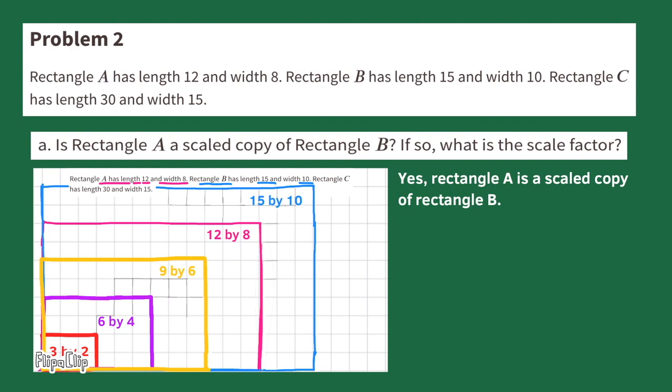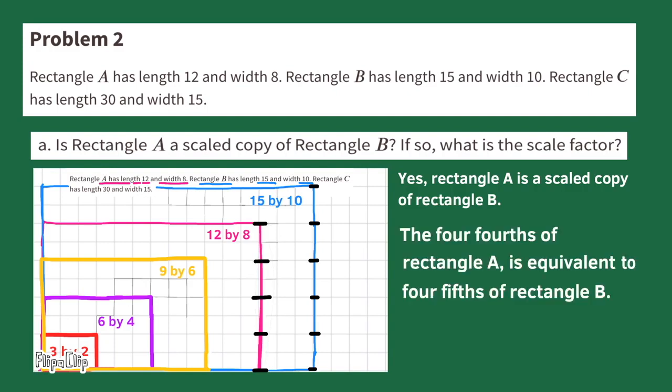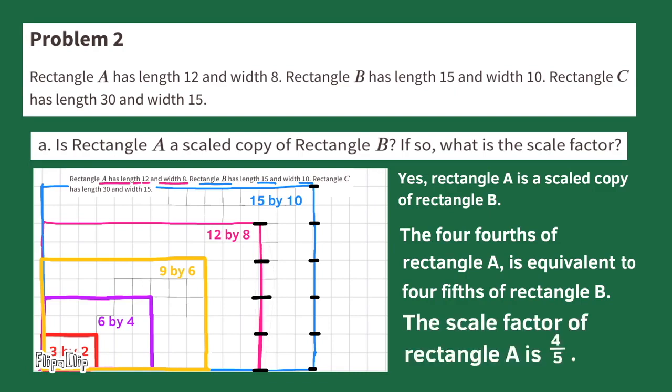Now I'm going to find the scale factor. Let's look at rectangle B. I'm going to divide that up into fifths. 5/5 equals one whole height for rectangle B. Now let's compare the height of rectangle A to the 5/5 of rectangle B. The 4/4 of rectangle A is equivalent to 4/5 of rectangle B. So the scale factor of rectangle A is 4/5.